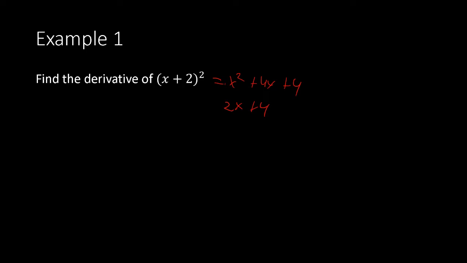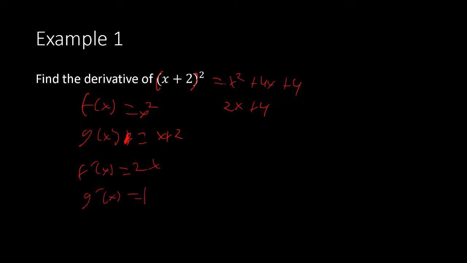But now we're going to do it using the chain rule. So our outside function, as you can see, is going to be x squared. And our inside function is just going to be x plus 2. So just take a moment to convince yourself that f of g of x really is equal to this. Okay. Now we're going to find the derivative of each of these functions. So f prime of x equals 2x, and g prime of x equals 1, because the derivative of x is 1 and the derivative of 2 is 0.